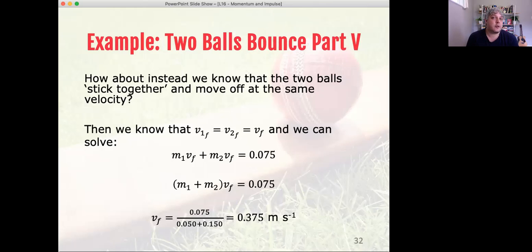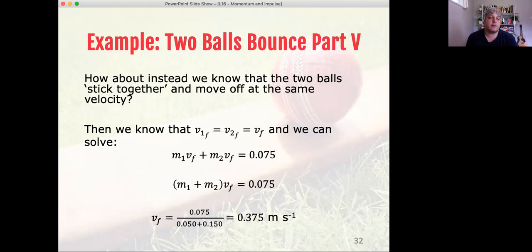How about instead the two balls stick together somehow and they move off at the same velocity? So the two balls now have the same velocity. They were different to start with, and they now move off together with the same velocity afterwards. That means that v1f and v2f are both the same, and we can just call it vf, final velocity.